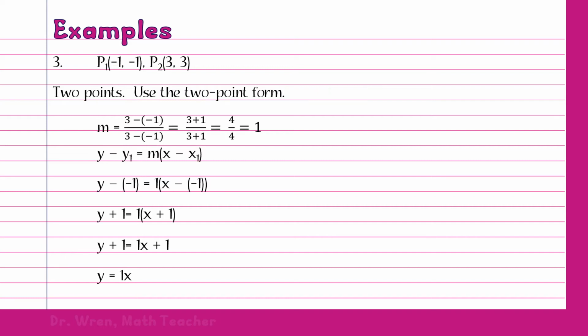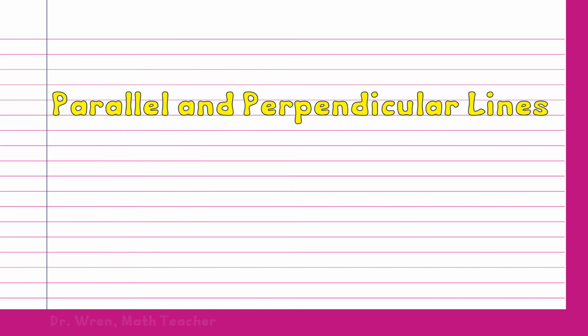For example 3, we are not given the slope, but we are given 2 points. We can use these 2 points to calculate the slope, m equals 1. Then we use the general formula for an equation and substitute the values for m, y1, and x1 to get y minus -1 equals 1 times x minus -1. The rest is algebra until we solve for y equals 1x.